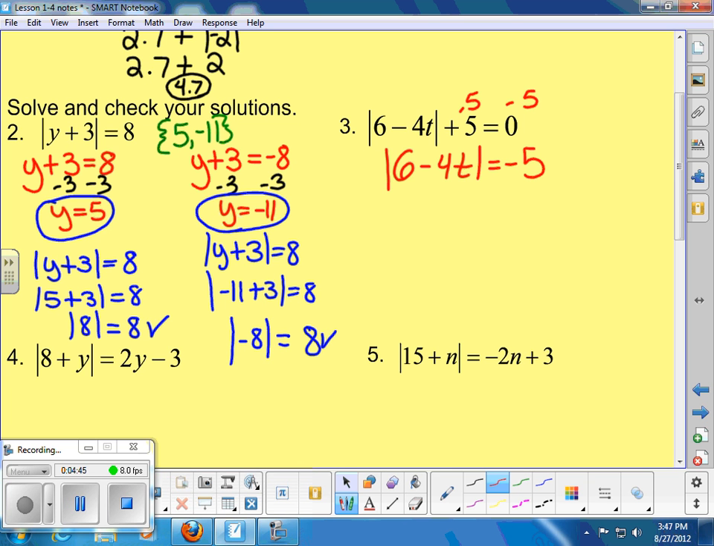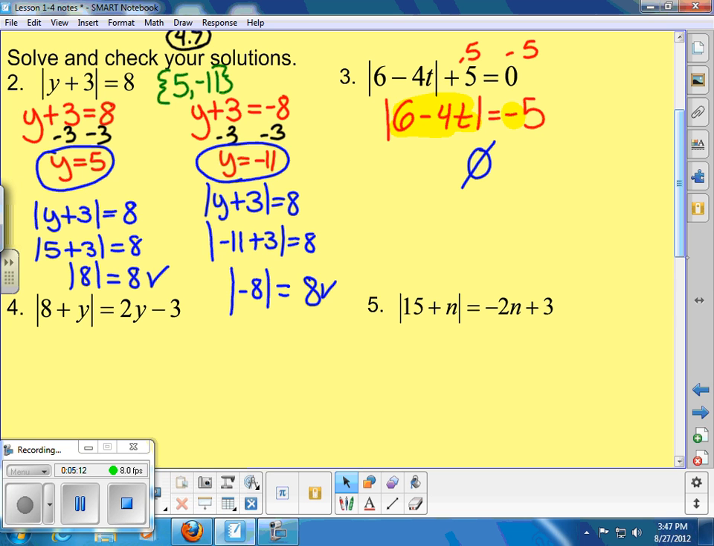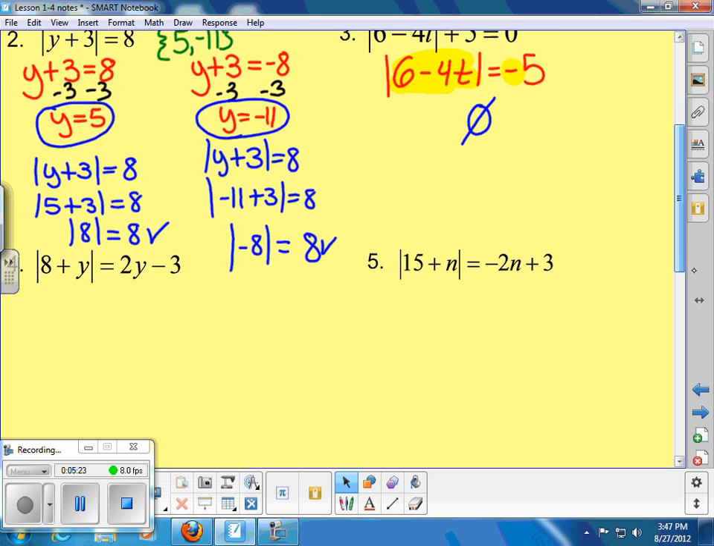But this causes a problem. This causes a problem because we can't take the absolute value of something and have it equal a negative. It will never happen. You can't take the absolute value of something, no matter what it is, and have it equal a negative. So that implies that this is no solution. The interesting thing here is that if I didn't recognize this, I could write out my two problems. 6 minus 4t equals negative 5, and 6 minus 4t equals positive 5. I could still do the work, but when I did the check, I'd find that neither solution would work out.